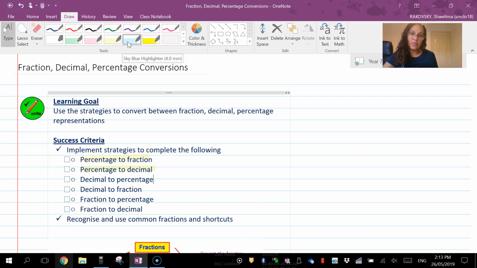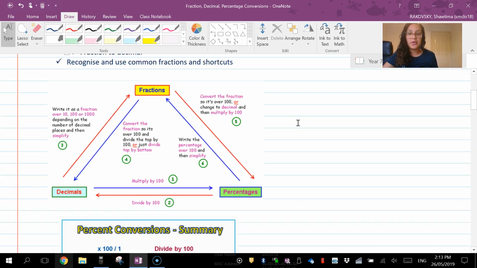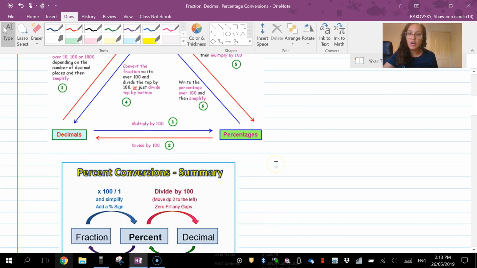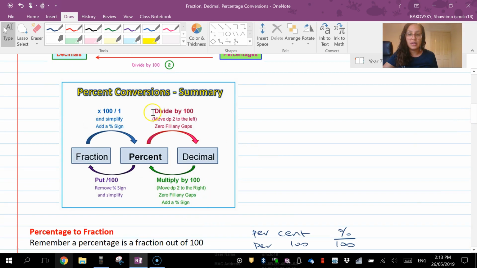Hey everyone, in this video we are looking at fractions, decimal and percentage conversions. In video 1 we looked at percentages to fraction and decimal. In this video we're looking at converting our decimals to percentages and fractions. Remember, you've got your graphic organizer of how that works between the conversions, or you can use this one here. So we are looking at decimals to percentage and decimals to fraction.